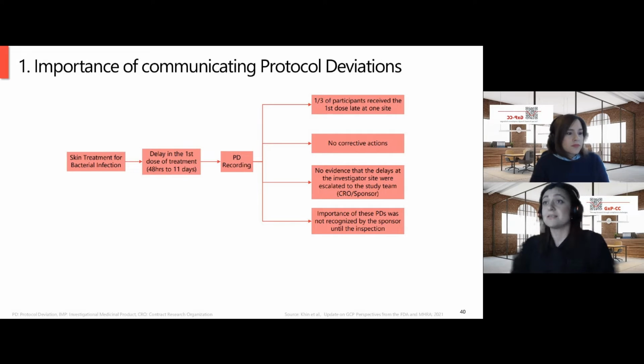This is a bad situation, in any case, but especially where the bacterial infection is severe, which can jeopardize the safety of the patient. However, the inspectors found that the PDs were recorded by the monitors, which is good. However, there were no corrective actions for these PDs. There was no evidence that the delays at the investigator sites were escalated to the senior management in the CRO and also to the sponsor. Basically, the importance of these PDs was not recognized by the sponsor until the very inspection.